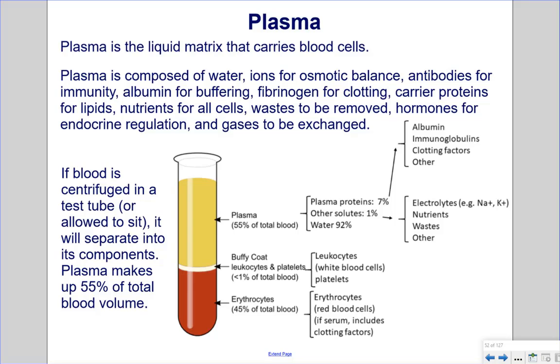If blood is centrifuged in a test tube or allowed to sit, it will separate into its components. Plasma makes up about 55% of total blood volume. Plasma, since it is the least dense material, mostly water, is going to float on top of the other materials. The erythrocytes, which are red blood cells, are the most dense, so they settle to the bottom of the test tube. As a result, you get these three layers: the red blood cells on the bottom, the white buffy coat in between, which are the white blood cells, and the yellowish plasma on top.